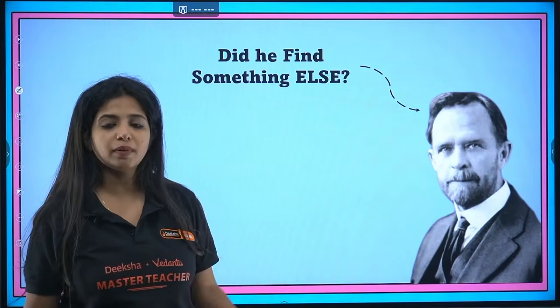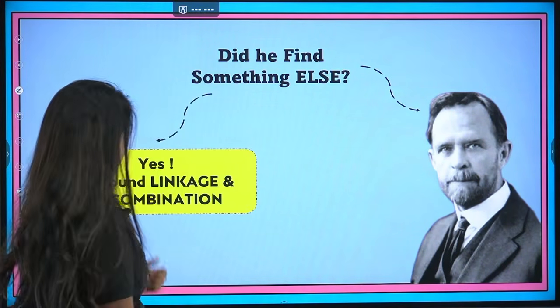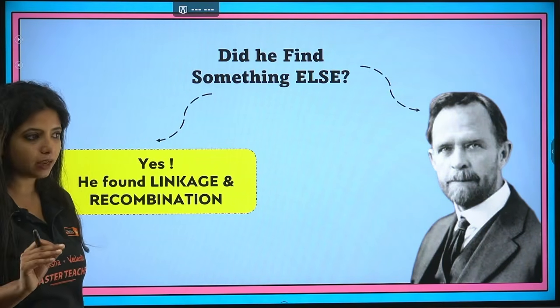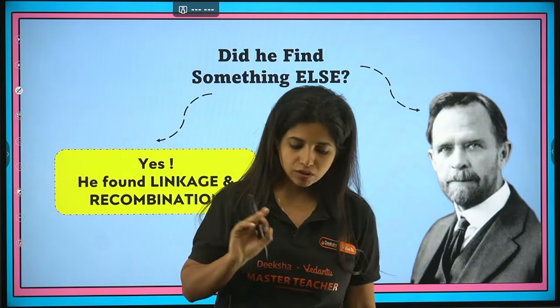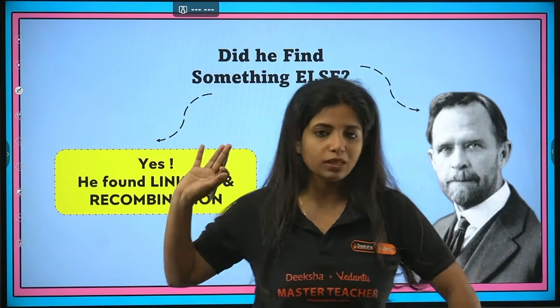Now, did he find something else? This is Thomas Hunt Morgan, by the way. Did he find something else? The answer is yes. He found 2 things, and that is what? Linkage and recombination. And I am going to explain that over here. Listen to me carefully. If you listen carefully, your PU2 questions are easy. Your KCET, every MCQ based on this topic, is also easy.